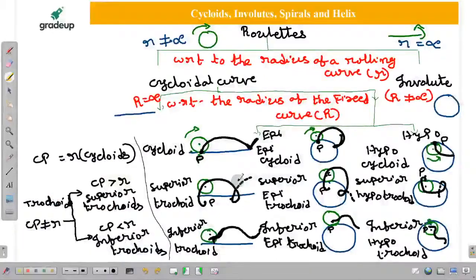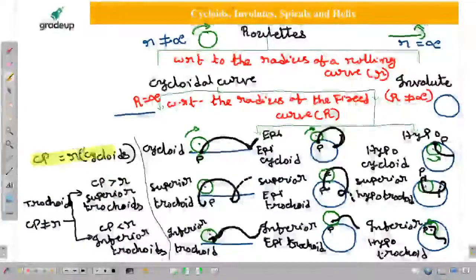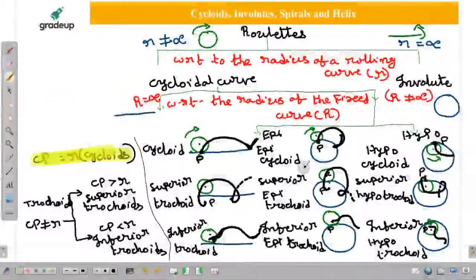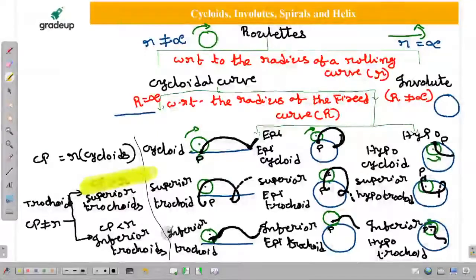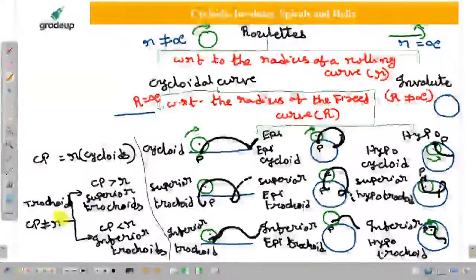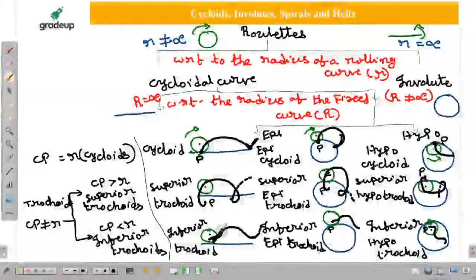Another one: if you are considering a point on the circumference of the circle, they are called cycloids. If the point is not on the circumference of the circle, it is called a trochoid. If it is outside, then it is called a superior trochoid. If the point is inside, then it is called an inferior trochoid. Is it clear?